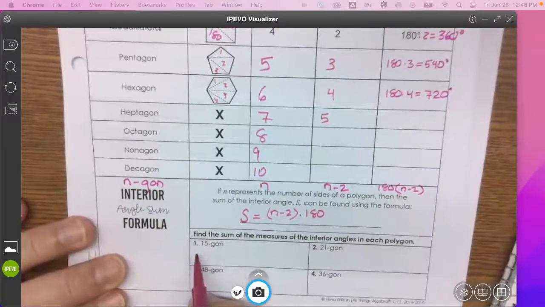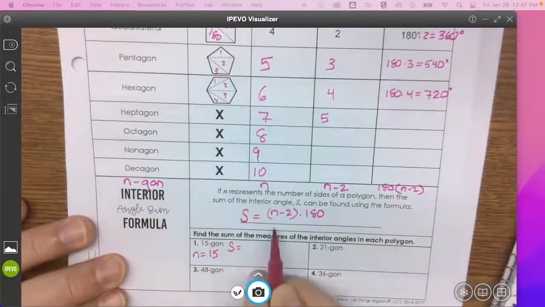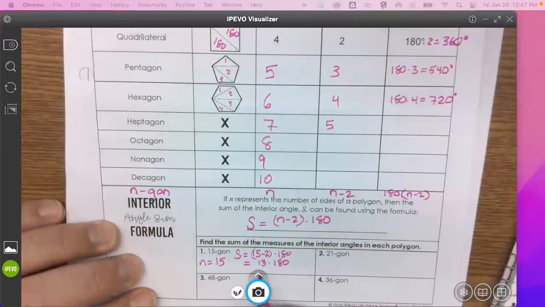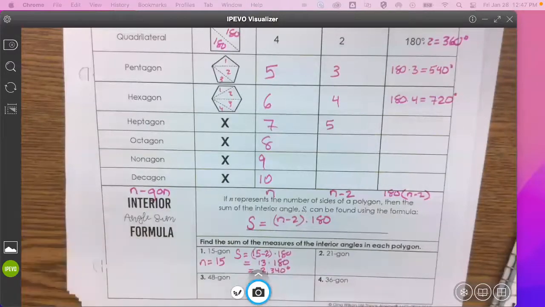So if we come down to number 1 here, it's asking us to find the sum of the measures of the interior angles in a 15-gon. Okay, so for this, my n is equal to 15, which means my sum will be not n minus 2, but 15 minus 2 times 180, which is 13 times 180, which is 2,340. 2,340 total degrees inside a 15-gon.